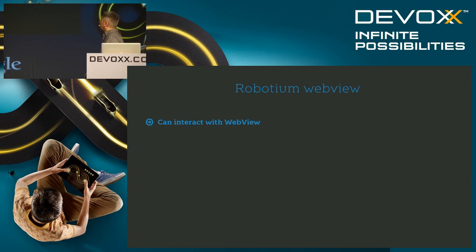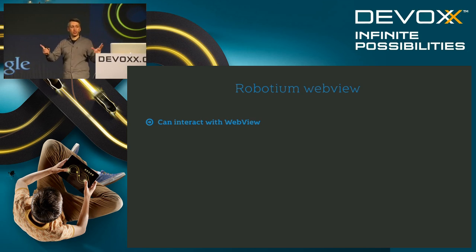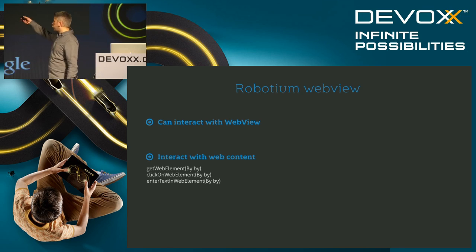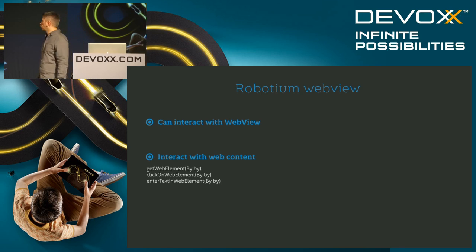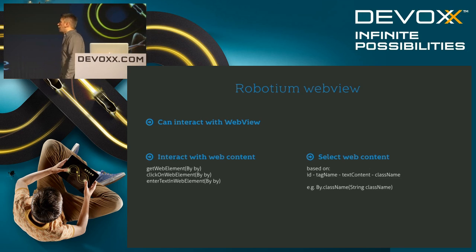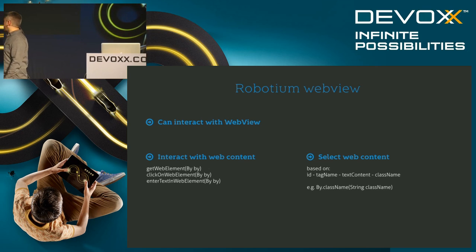Also good to know is that Robotium can interact with WebView. So if you have an application where you include a WebView, it's possible to use Robotium and test those cases too. So basically, you can get hold of the pieces in your WebView. For instance, get web element, click on a web element, enter text in a certain web element. And the selection can be based on things like IDs in the web page or class names and so on.